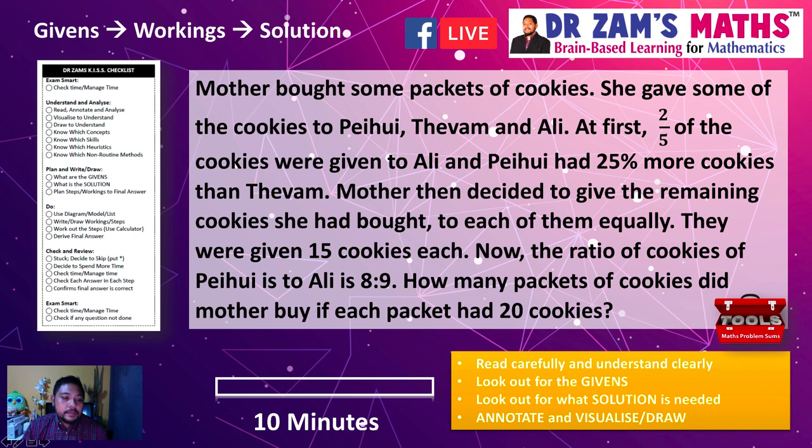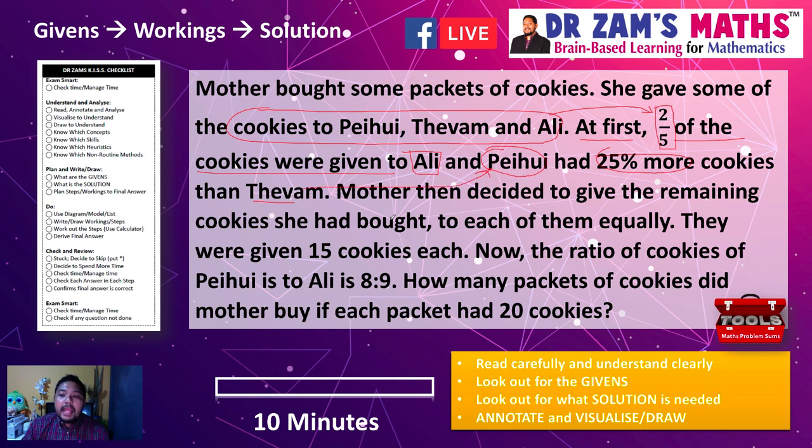Let me just use the pen. Mommy gave cookies to Peihui, Thevam, and Ali. So this is the given. At first, 2/5 of the cookies were given to Ali. So all these cookies, 2/5 were given to Ali. This is the given. The next given is Peihui had 25% more than Thevam. So this is the next given.